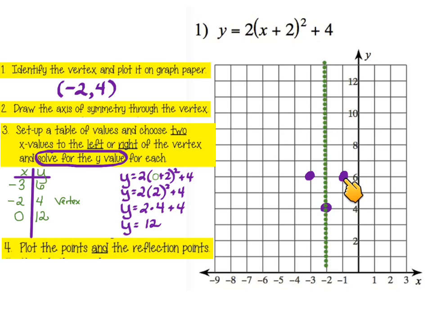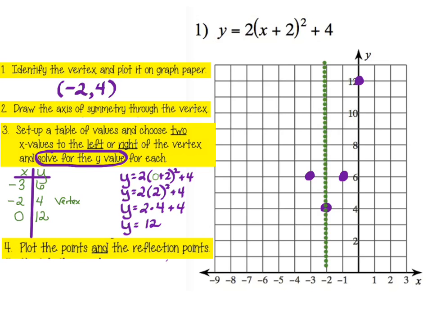If I had chosen -1 over here, which is also 1 increment from -2, just like -3 is 1 increment from -2, then all I would have gotten was the reflection point. And I really want to build this graph. I want to see the outline of it a little bit better. So by choosing different increments, you will get more points.